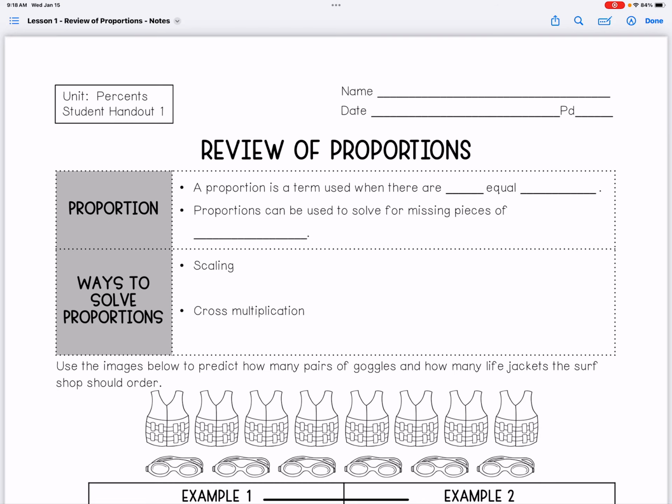to our new unit, percents. So percents builds off of proportions. We kind of could have combined them a little bit, but we decided not to. They're separate. But we're going to start with percents. But today we're going to review proportions because proportion and percents can be viewed very similarly.